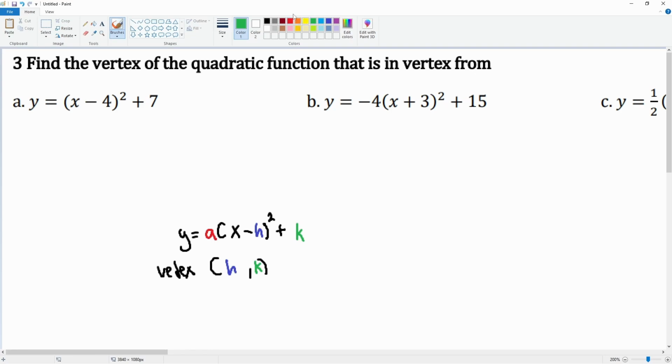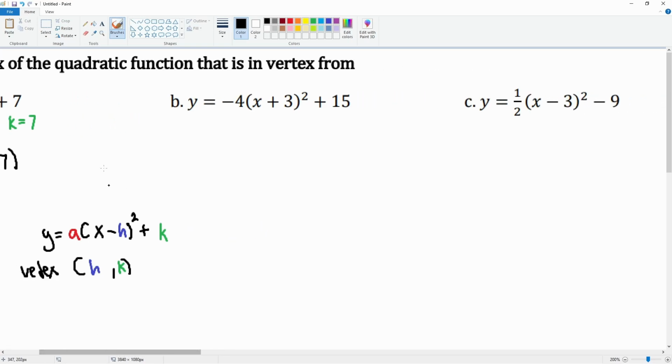So for this one, the h here is going to be your 4, and then your k here is going to be your 7. So in vertex form, it is 4 comma 7. Okay. Then let's do B. Same process here.